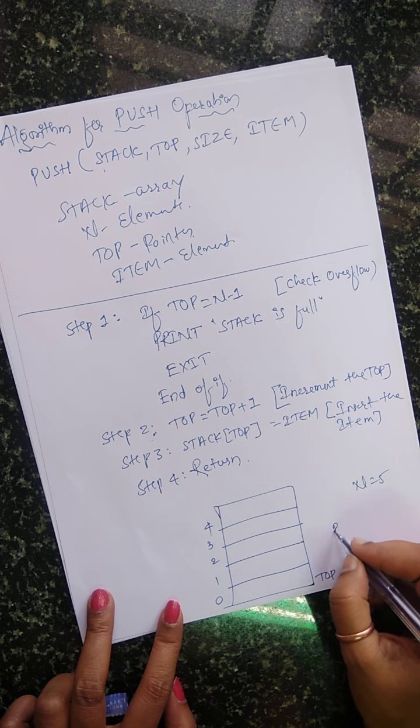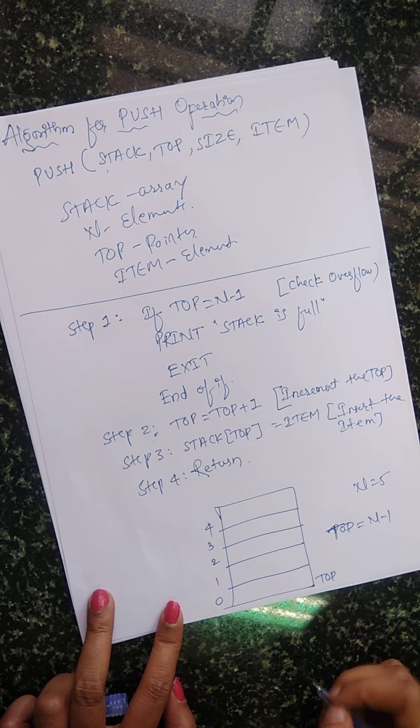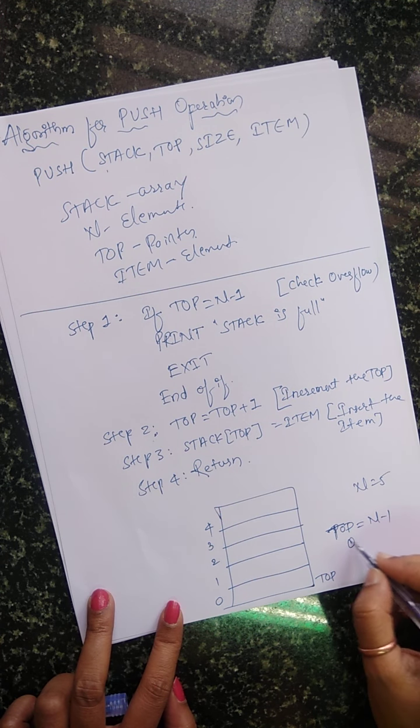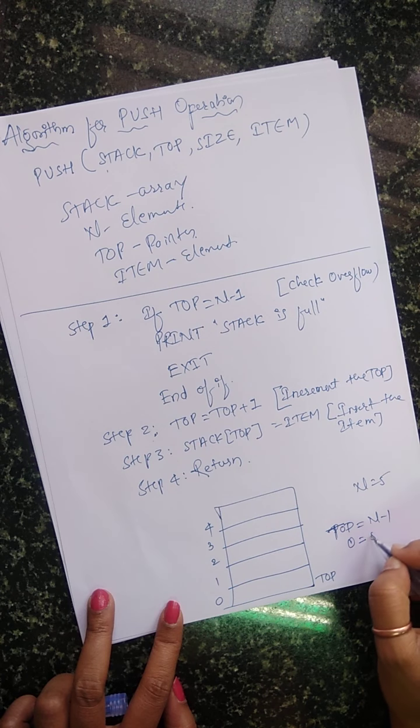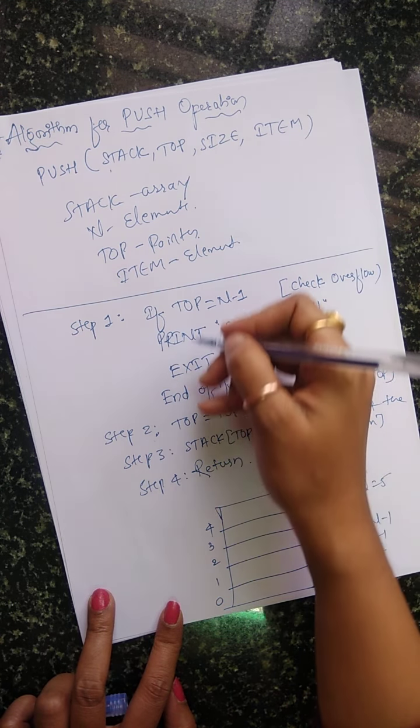It will check: is your top value equal to n minus 1? So what is the top value? It is 0. Is 0 equal to 4? N minus 1 means 5 minus 1, that is 4. Is 0 equal to 4? No. So it will not come here.